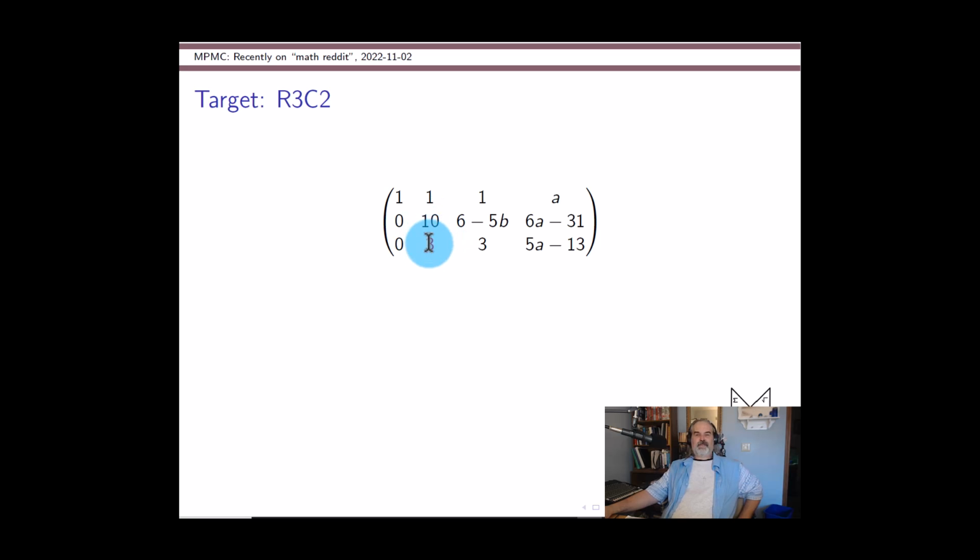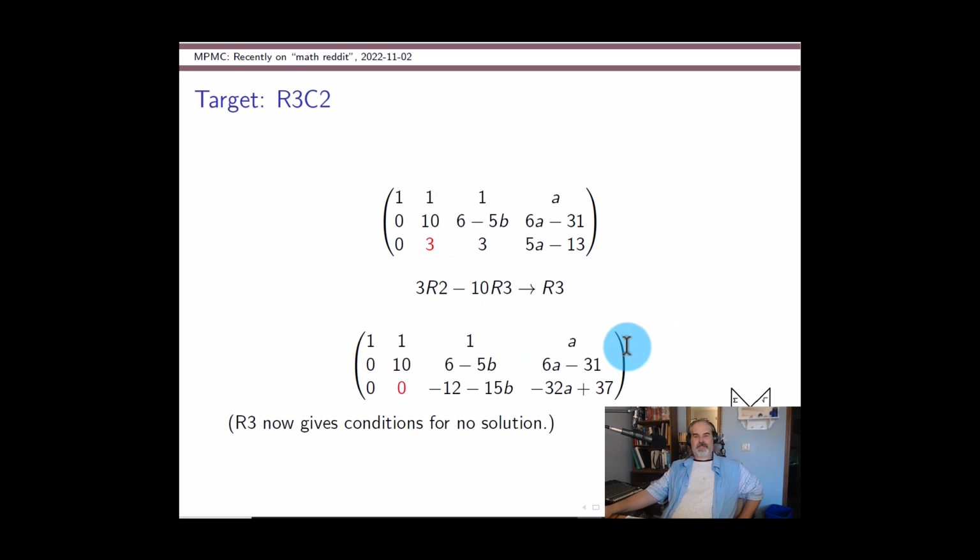Well, we've got to find a common multiple, and so that means we're going to do 3 times row 2 minus 10 times row 3 and put that result into row 3. And here's the result. Again, if you want to pause and double check, go right ahead.